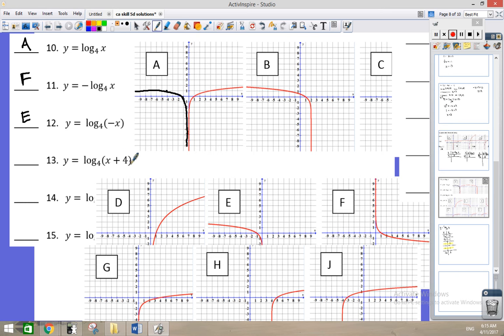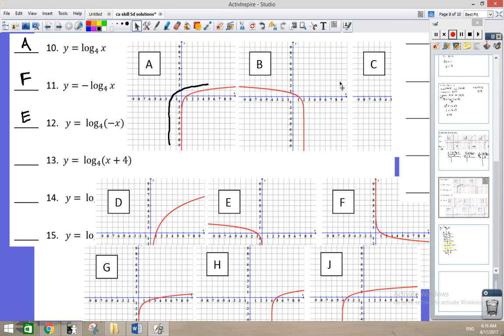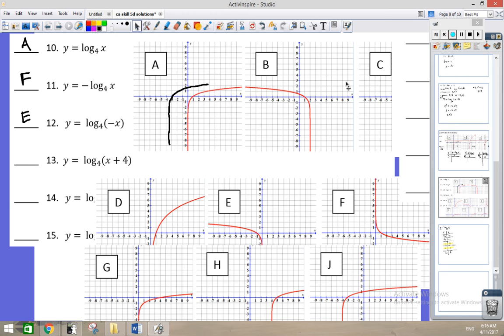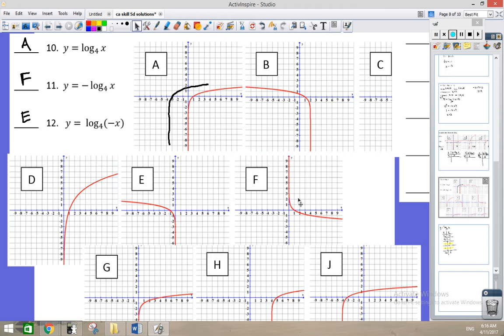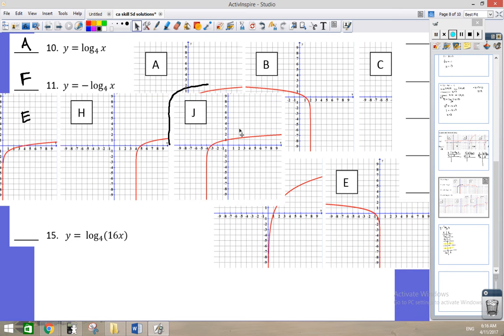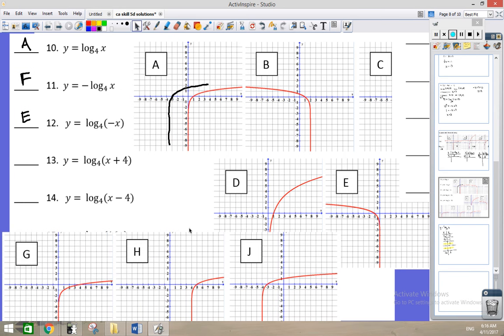So now this plus 4 is actually a transformation of the graph of A, but you don't move it to the right 4 units, you actually move it to the left 4 units. So 1 minus 4 is a negative 3. So I'm looking for something that looks like that. It's been a shift to the left 4 units. So something that looks like that. It's not D, it's not E, it's not F. It looks to be J, that we've shifted it to the left 4 units.